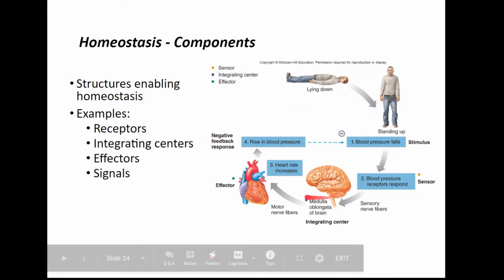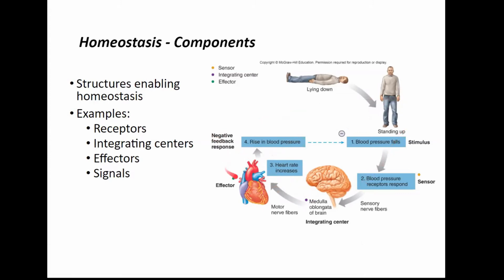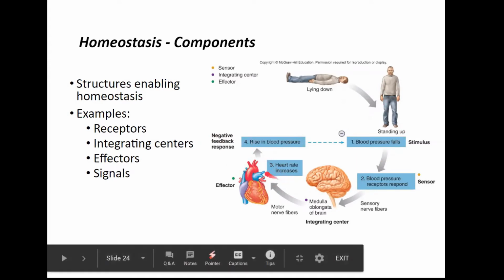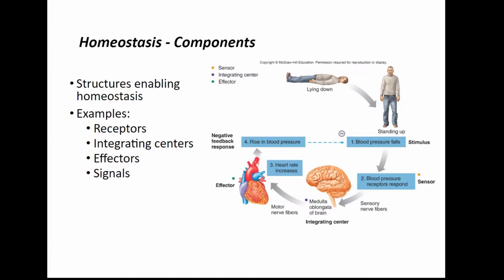So we had to go through this whole pathway in order to change the blood pressure. As this heart rate increases, the blood pressure increases. That's the opposite type of change than we started with. So we started with blood pressure falling, we end with blood pressure rising. So this is our negative feedback response. And we'll see similar pathways throughout this course. So we want to be familiar with this basic structure.